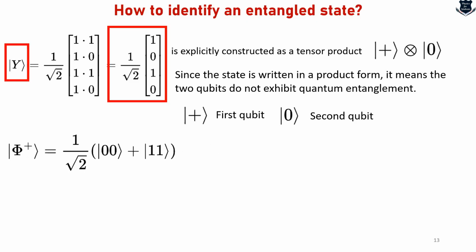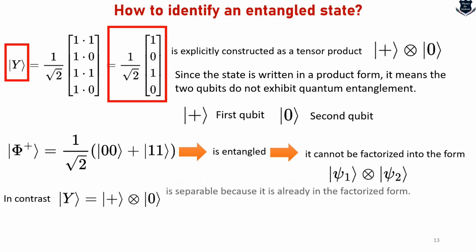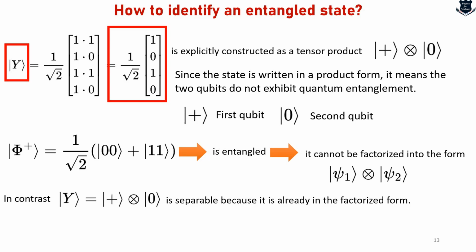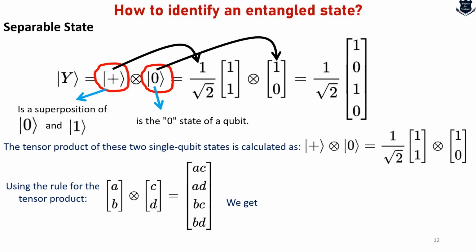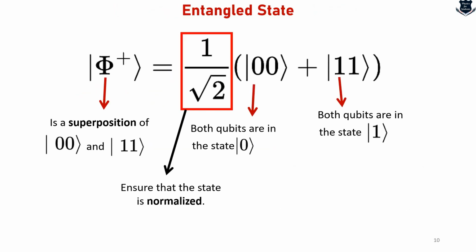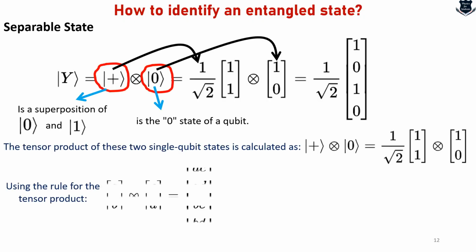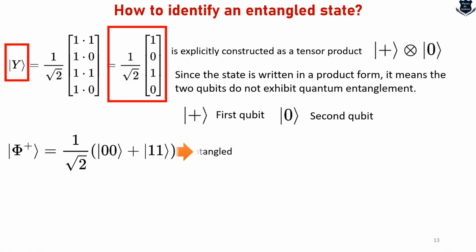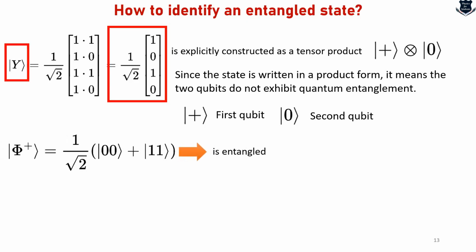So if I take this one, this is entangled because it cannot be factorized into the form this and this. In contrast to what we have seen earlier, this one is separable because it is already in the factorized form. So let me show you once more. If I go back to this part, okay, let me go back further, yes, so this is an entangled state which we talked about. Now from here, if we go to the next one which I was talking about, this one is already written as a tensor product of this and this.